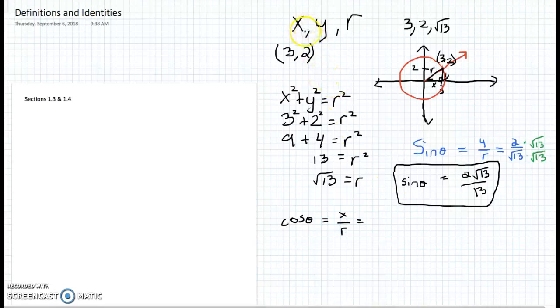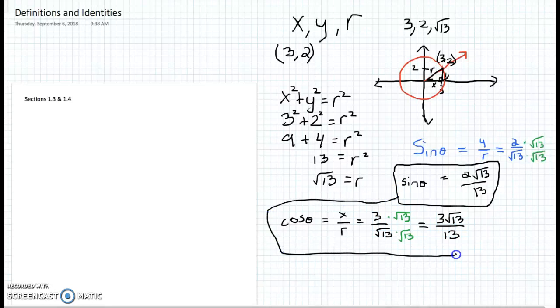And then you go to your values up here and notice that x is 3 and r is the square root of 13. Again, you have to multiply top and bottom by the square root of 13 to rationalize the denominator. This is really customary, so practice doing that, and we get 3 root 13 over 13. We never use our calculators for this. You do the work by hand, and everything can be done without a calculator at this stage.